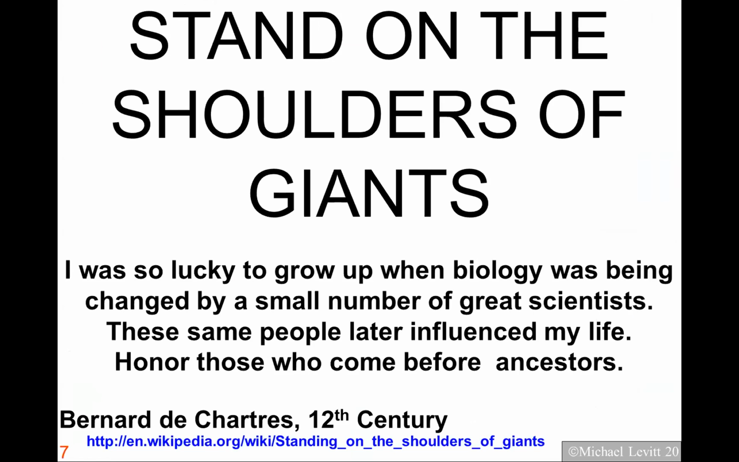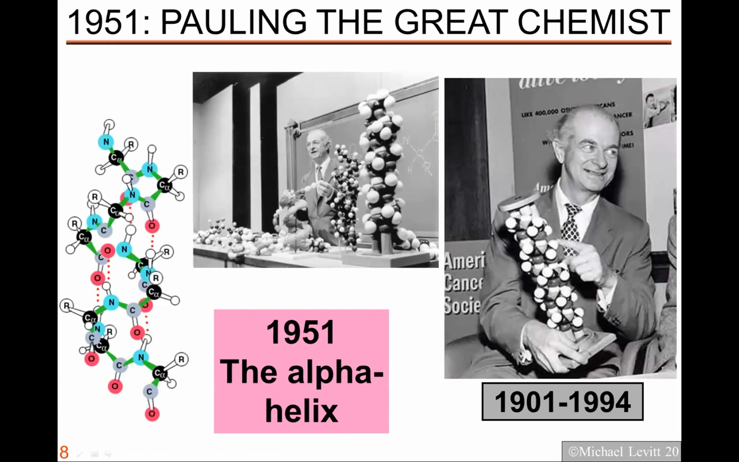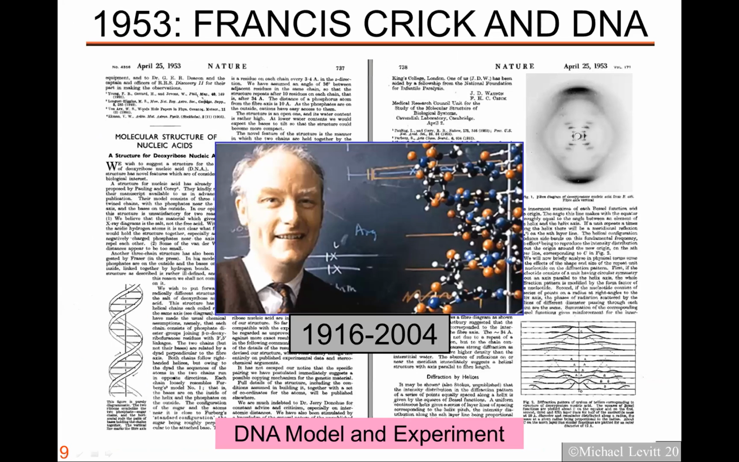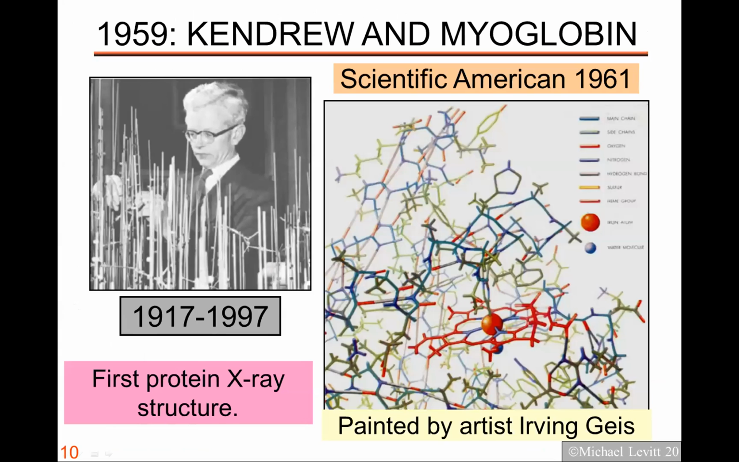And I think in all of science, it's critical to remember that we all want to stand on the shoulders of giants. No matter how good we are, we're always doing stuff that's based on the work of other people. There were a number of giants that affected my career. Linus Pauling, who basically found the alpha helix by modeling. Francis Crick, who discovered the structure of DNA by modeling an experiment with Jim Watson. John Kendrew, who basically discovered the method of determining the structure of proteins.